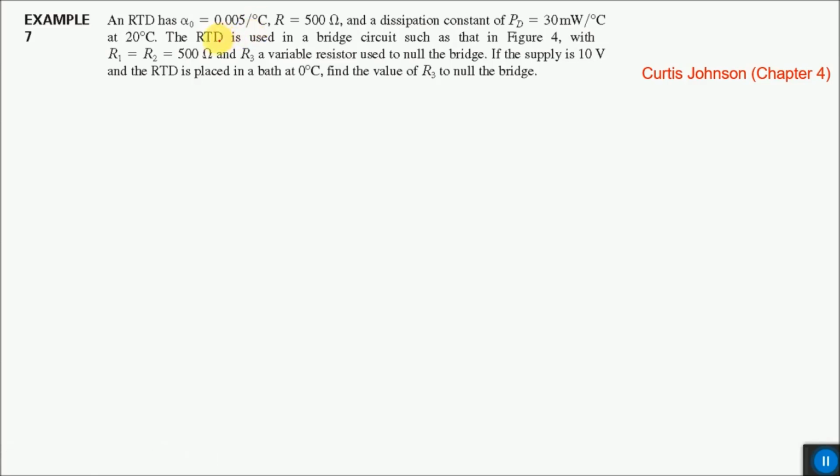So all these values R, PD, and alpha are at 20 degrees centigrade. This means that your T naught is equal to 20 degrees Celsius and your R T naught is equal to 500 ohms. The RTD is used in a bridge circuit with R1 equal to R2 equal to 500 ohms, the circuit we just saw, and R3 is a variable resistor used to null the bridge. If the supply voltage is 10 volts and the RTD is placed in a bath at 0 degrees Celsius, so this is your T, find the value of R3 to null the bridge.